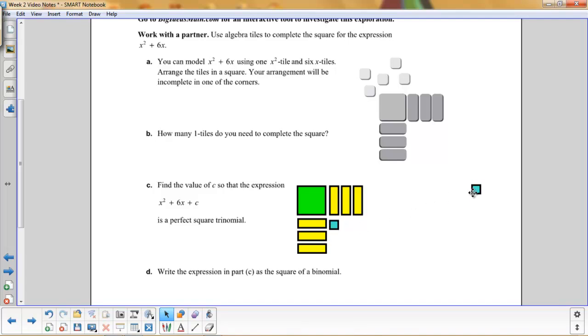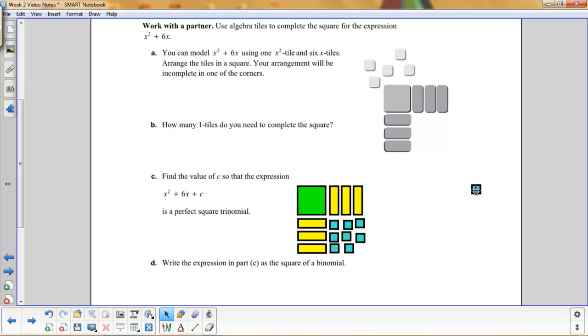So I'll bring this one here, this one here, this one here, and you can start to get the idea of what the actual answer is going to be before I even finish filling it in. Alright, so what I'm doing here is I'm filling in the area of the missing piece, and the area is going to be this 3 by 3 square of unit blocks. So the answer to letter B is going to be 9.